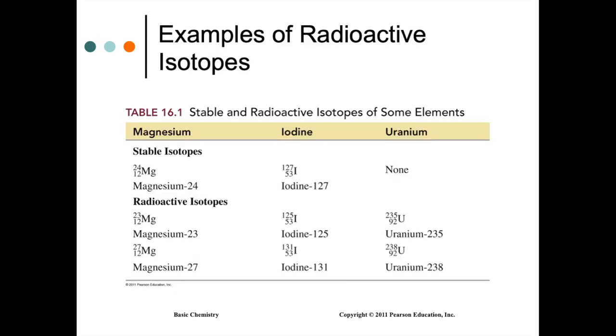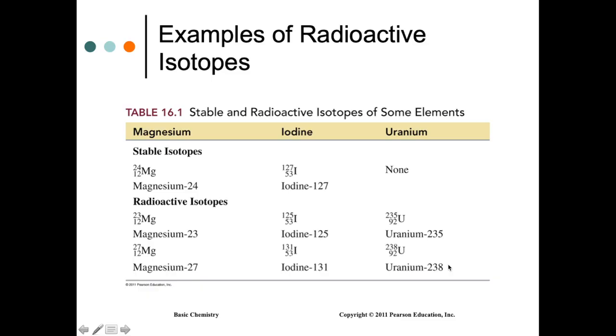Now, when it comes to some of the lighter elements, they tend to be pretty stable. That being said, they do have radioactive isotopes. You can see, for example, here, magnesium and iodine have stable isotopes, but they have some other isotopes that are less common that are going to be radioactive. As you start getting into the heavier elements, down to the lanthanides and the actinides and some of the heavier transition metals in general, you'll start noticing that they don't have any stable isotopes. All of their isotopes are radioactive. They just aren't very stable.